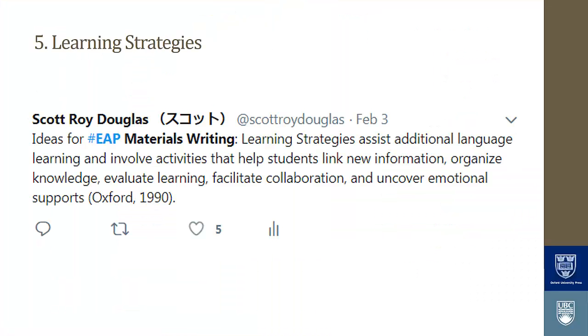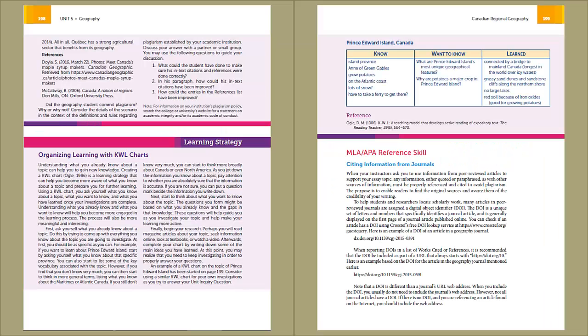The next principle we would look at is that of learning strategies. So when I'm creating a unit of instruction, I am looking to see what sort of learning strategies are important for students in terms of the tasks at hand. Learning strategies can do all kinds of things. They can help students link new information, organize knowledge, evaluate their learning, etc. But basically what we're doing is we're helping the students learn how to learn.